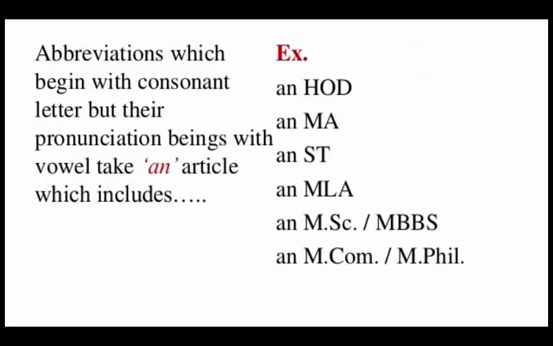There are some abbreviations which begin with consonant letters but are pronounced with a vowel sound, and they take the article an, which include an hour, an MA, an MLA, an MSc, an MBA, an MCom, an MPhil. So they start with the sound of the vowel, M, MSc, MLA, MA, hour. Okay, so these categories take an article, right?